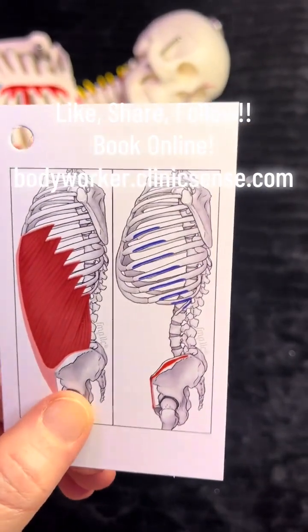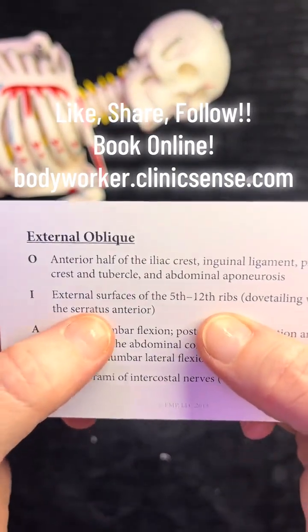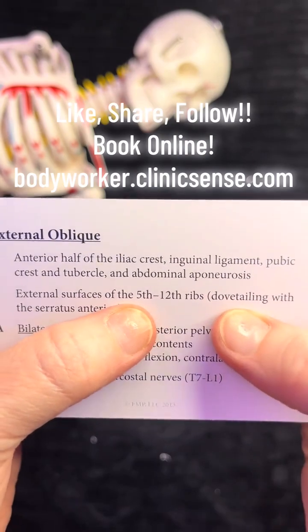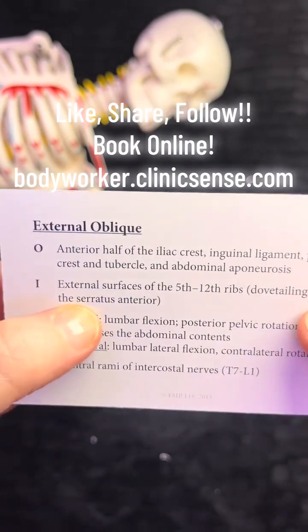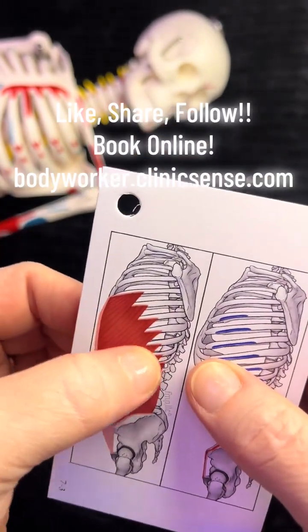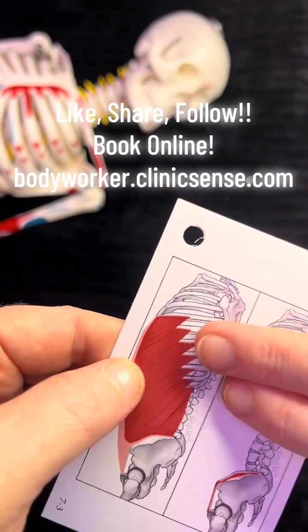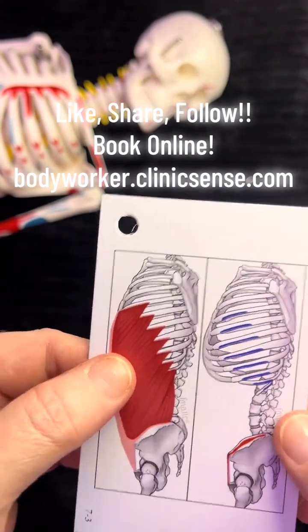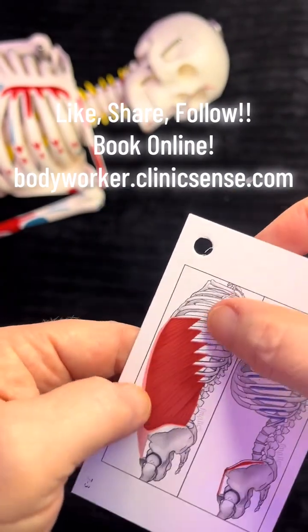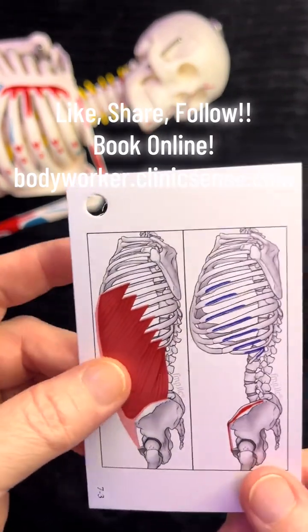So, it attaches there on the, what does it say, external surfaces of the 12th through 5th rib, dovetailing with serratus anterior. So you see that serrated looking thing there? Serratus anterior comes in on the other side and matches up with that. So they will work with each other to articulate the rib cage and do some other things.